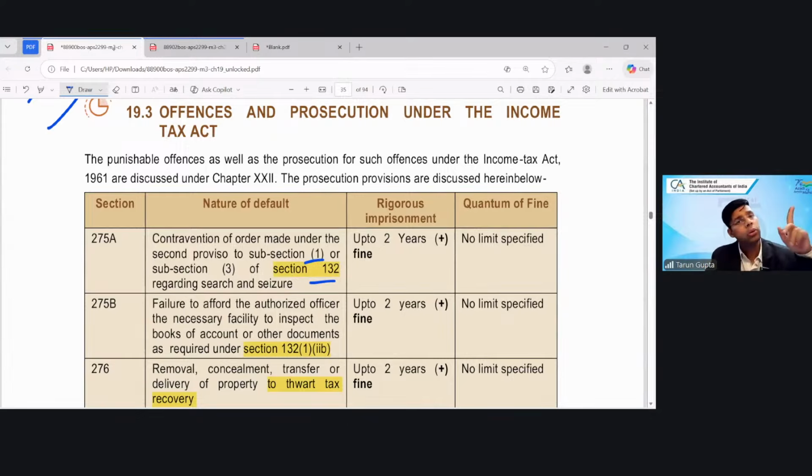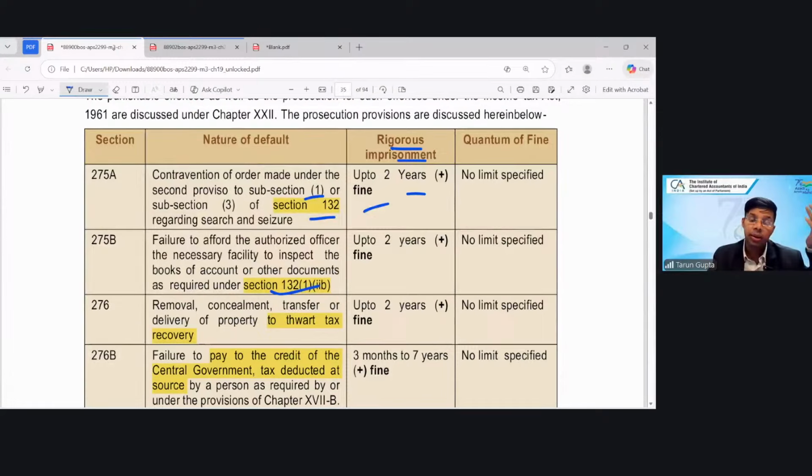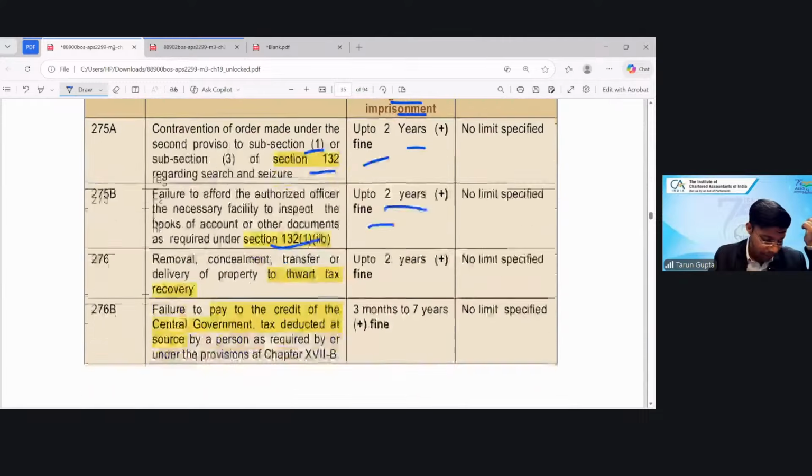If the assessee contravenes that order, or if there was a prohibitory order, and in case of search only, if the assessee contravenes that prohibitory order, then the assessee may be subject to rigorous imprisonment, RI, up to 2 years plus fine. In case of search, rigorous imprisonment up to 2 years plus fine.